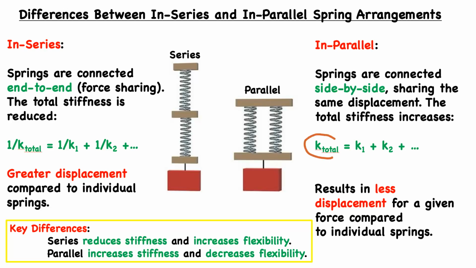So for the spring constant, we have the K total is equal to K1, the spring constant of the first spring, plus K2, the spring constant of the second spring, and so on. And the result is less displacement for a given force compared to individual springs. Again, in this case, the system is stiffer, so therefore we should expect less displacement for the same force. Now again, we can summarize these key differences, the takeaway of this information, which is that arrangement in series reduces stiffness and increases flexibility, whereas an in-parallel arrangement increases stiffness but decreases flexibility.